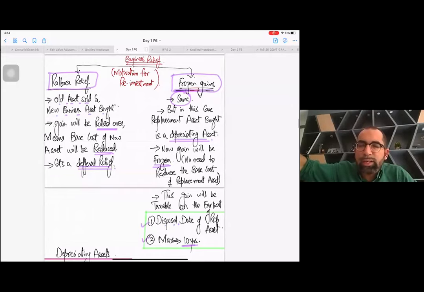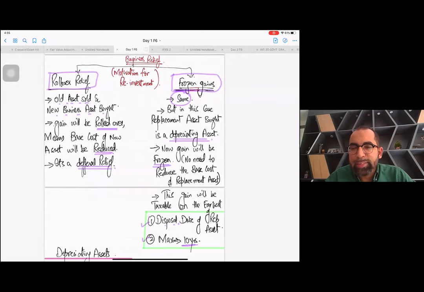Now the question is when will this frozen gain come out of the freezer and be taxable in future? It will be taxable on the earliest of these two dates. Number one, disposal date of replacement asset. And number two, maximum 10 years. The gain will be taxable on the earliest of these two.